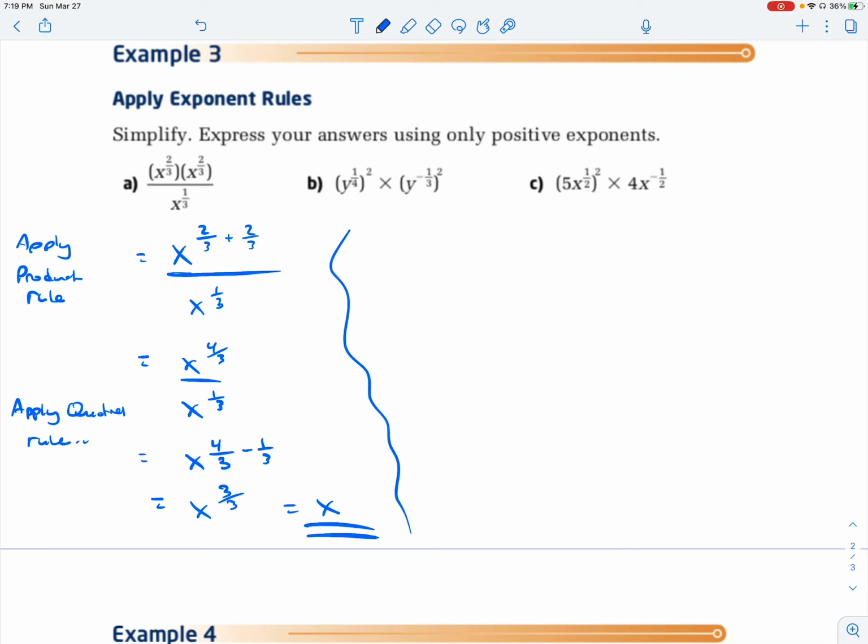All right, for the next one, part B, we have powers raised to an exponent, so we're going to use the power rule. I could also write these as a fourth root and a third root, but I feel like it's better to do the power rule first. So we'll write that down here: apply the power rule.